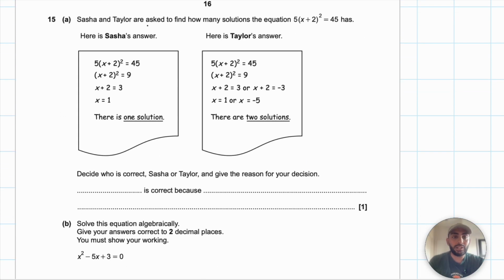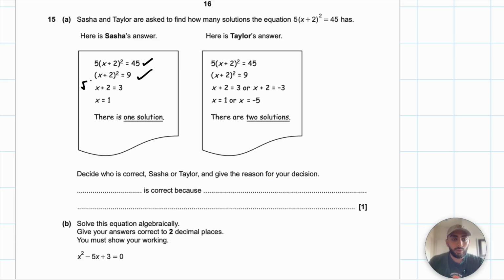Question 15. Sasha and Taylor are asked to find how many solutions the equation 5(x + 2)² = 45 has. Here's Sasha's answer, here's Taylor's answer. Decide who is correct, Sasha or Taylor, and give the reason for your decision. Let's go through the working. On the first line, we can see they've just copied out the question, so that's fine. The second line, they've divided both sides by 5, that's fine.